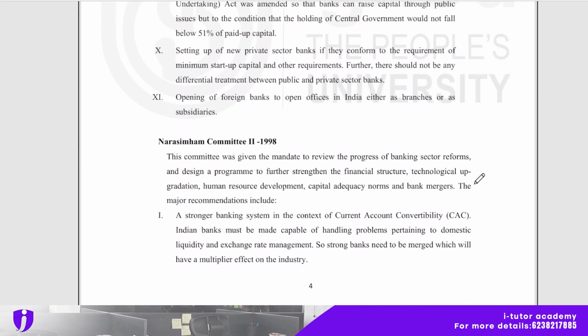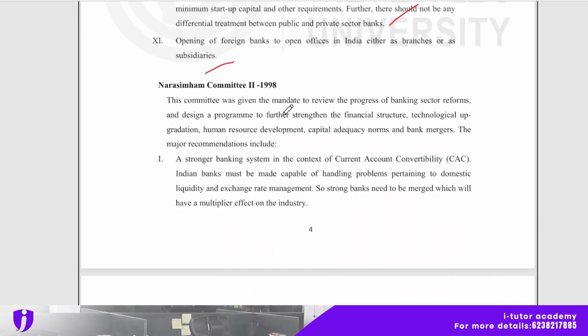Setting up of new private sector banks, if they conform to the requirement of minimum startup capital and other requirements. Further, there should not be any differential treatment between public and private sector banks. And opening of foreign banks to open offices in India either as branches or as subsidiaries.